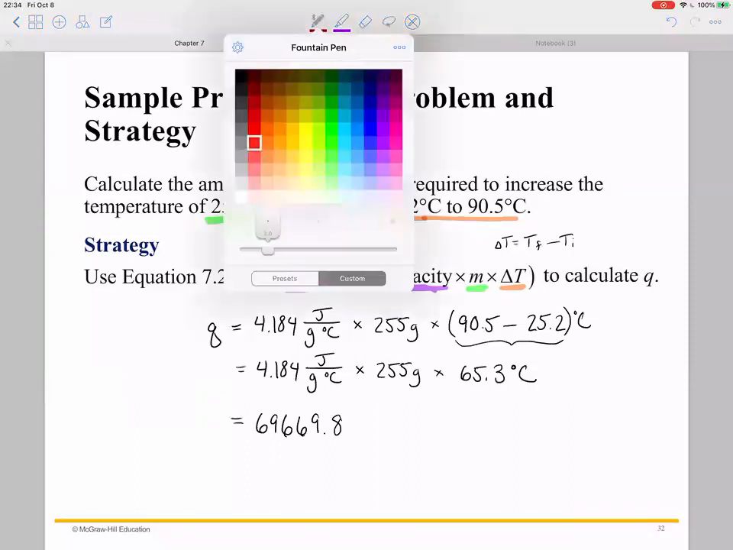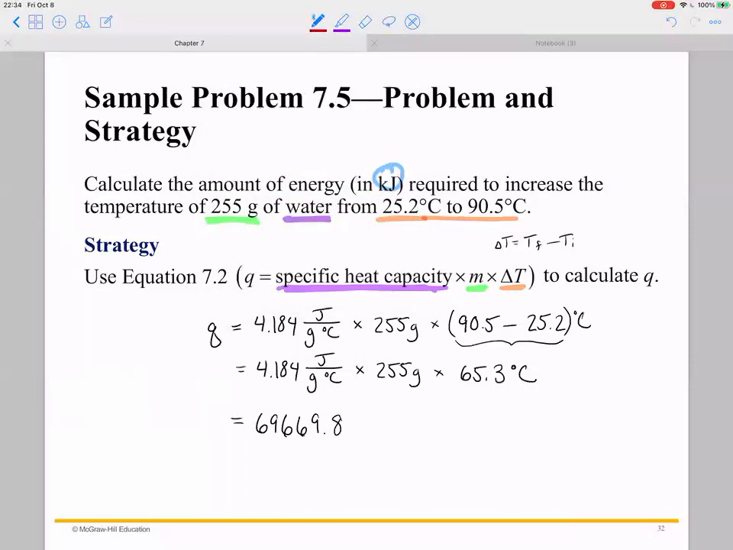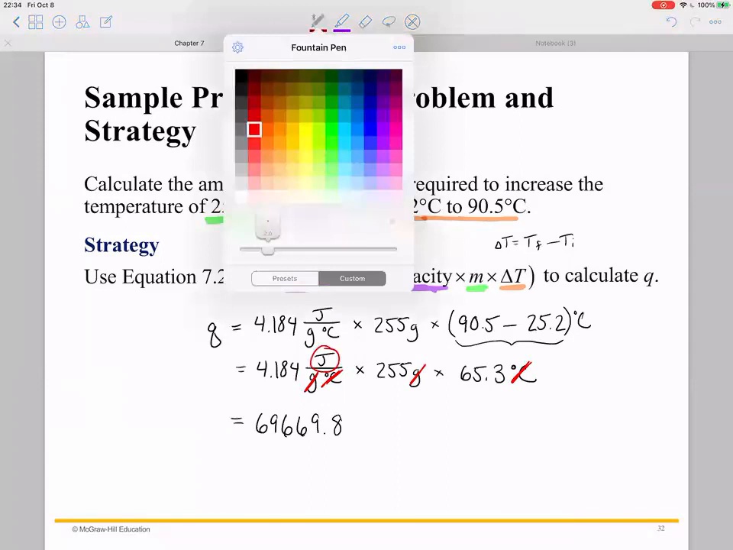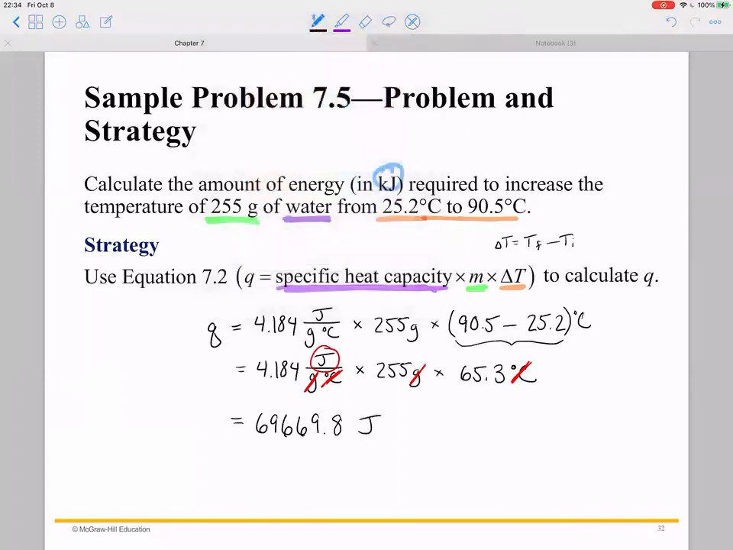Now we're going to go back and pay attention to units. This is where these compound units for the specific heat are important. We see that grams will cancel out and degrees Celsius will cancel out. So what we're left with is joules as the units for our answer. And that makes sense, right? Because Q is representing the amount of energy, so we should get a unit that represents energy. So in this case, joules.